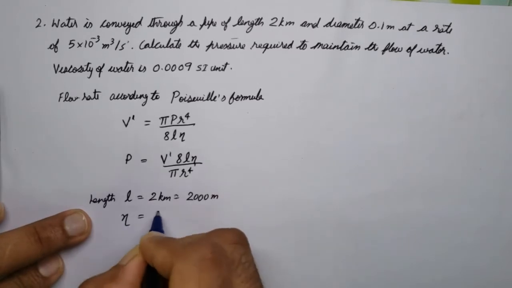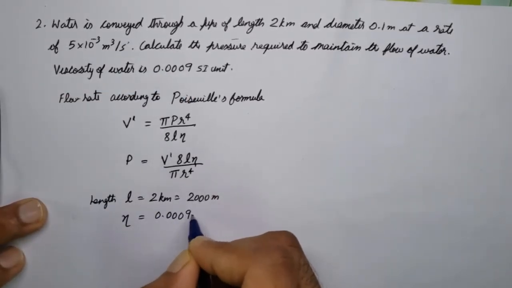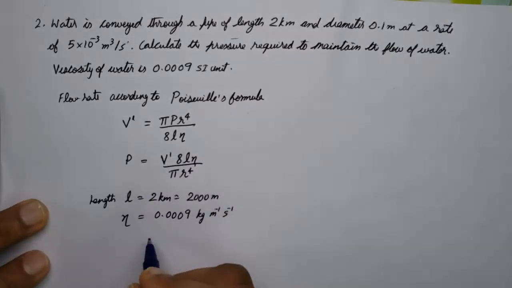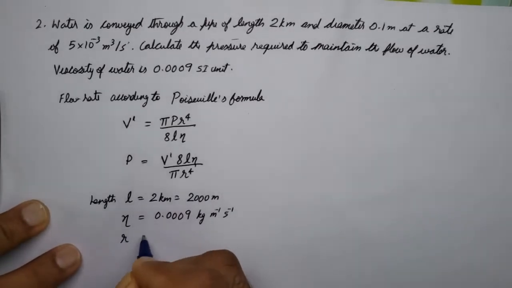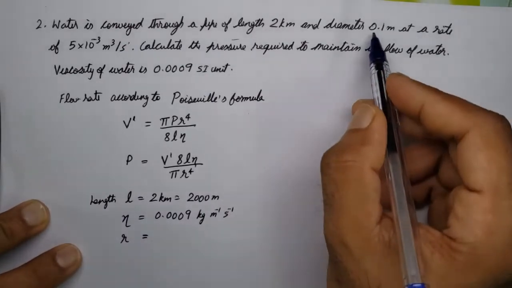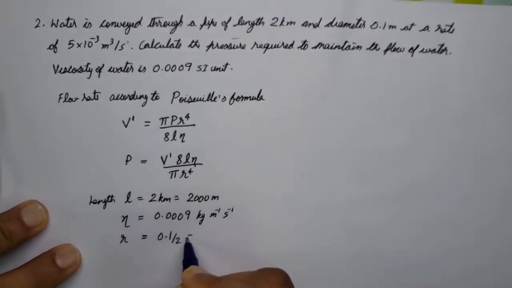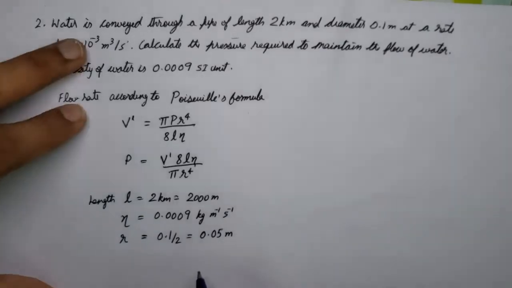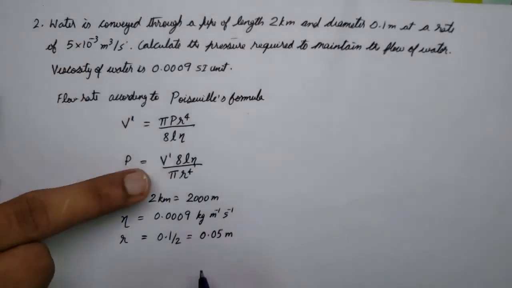Eta value, what is eta? It's given, that is 0.0009 kilogram per meter per second. What about the radius of the tube? Radius of the tube is, or diameter of the tube. Diameter of the tube is 0.1. So radius is going to be 0.1 meter divided by 2. That's equal to 0.05 meter. So we can directly make the substitution in this equation.